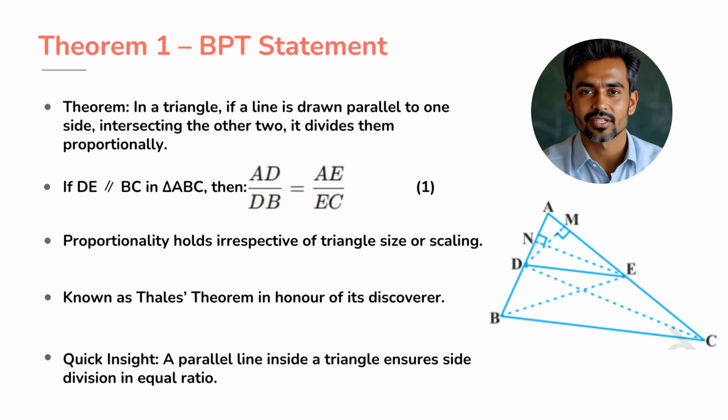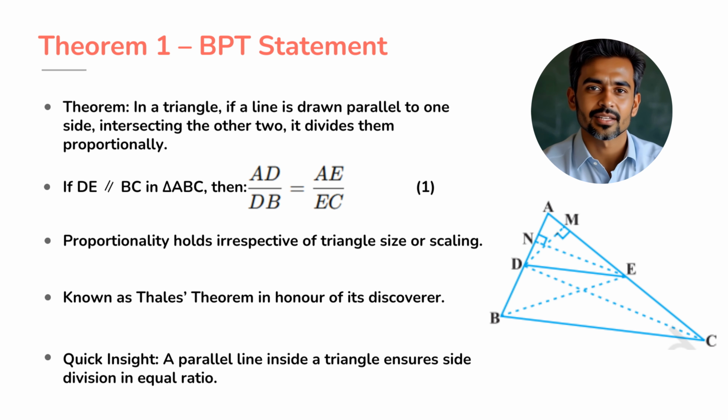The statement of the theorem is simple but powerful. In a triangle, if a line is drawn parallel to one side, cutting across the other two sides, it divides those two sides in the same ratio. For example, in triangle ABC, suppose line DE is drawn parallel to side BC. Then the theorem tells us that side AD divided by side DB equals side AE divided by side EC. Let's call this equation 1.